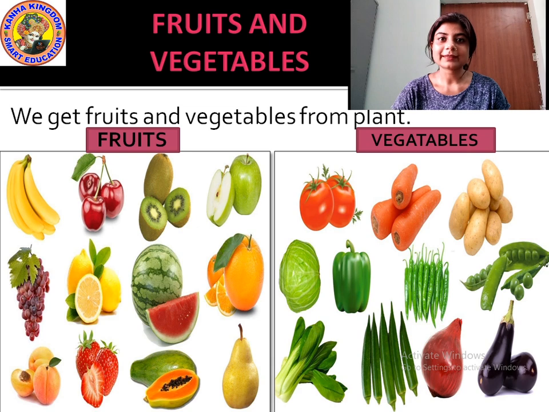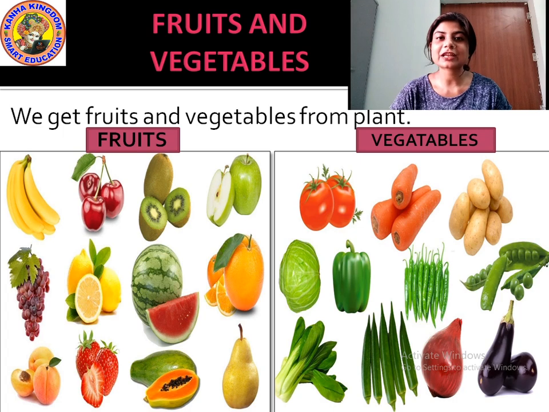The apple, banana, orange, mango, then papaya, strawberries, watermelon, grapes, peach, then kiwi, so many fruits are there. Yes or no, that you eat? From where do you get them? We get them from plants. Then vegetables like tomato, carrot, potato, cabbage, capsicum, chili, peas, spinach, ladyfinger, onion, brinjal, so many vegetables are there. All these vegetables we get from plants.